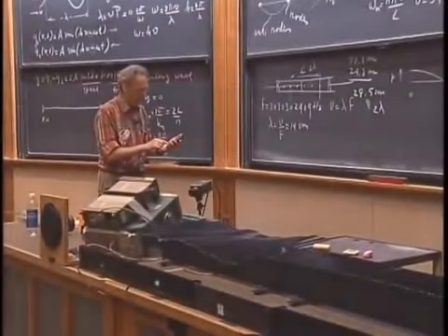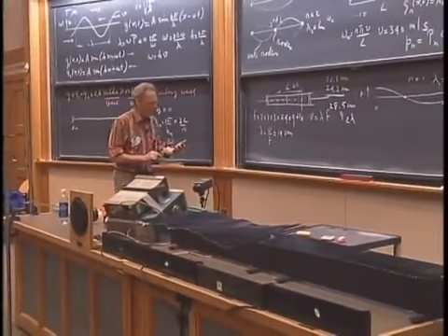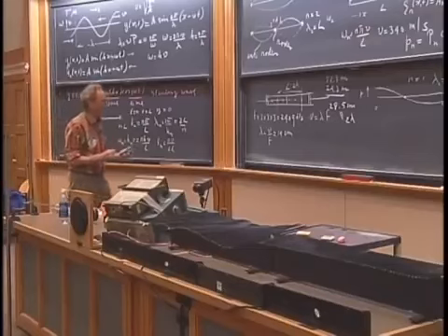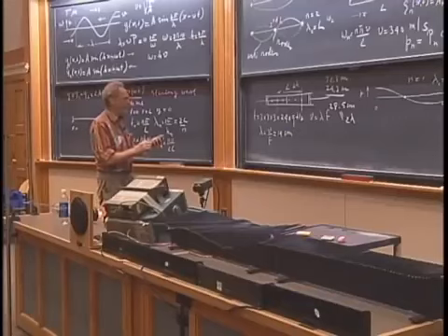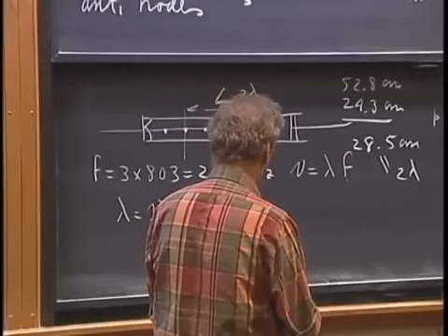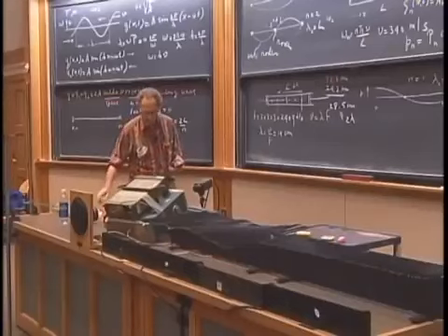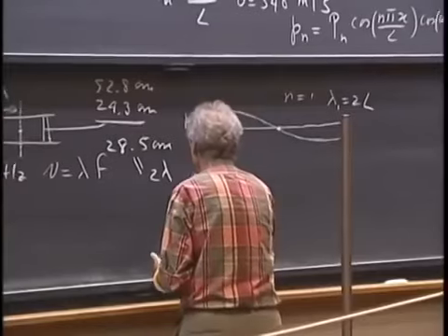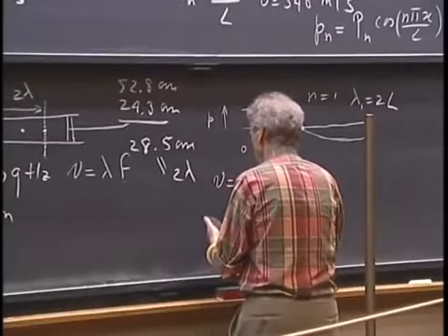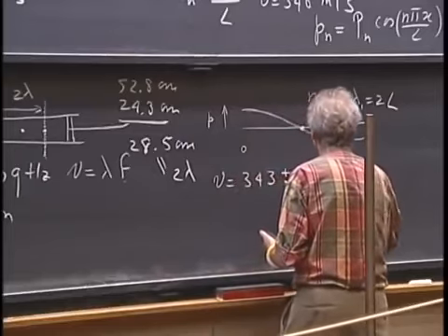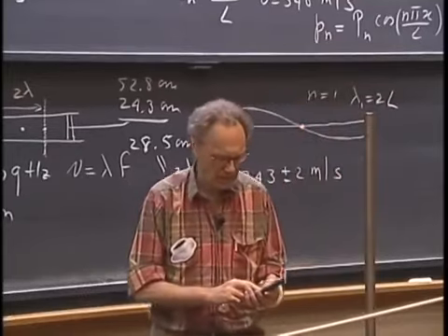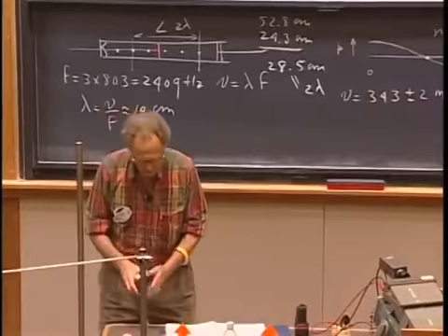So I can now calculate what the velocity of sound is. So that is 28.5. I divide that by 2. That gives me 14.25 centimeters. This was just a rough number that I gave you. And now I multiply that by the frequency, 2409. And then I find 343. So v is 343, I would say, plus or minus maybe 2 meters per second. So we've measured the speed of sound to a high degree of accuracy.